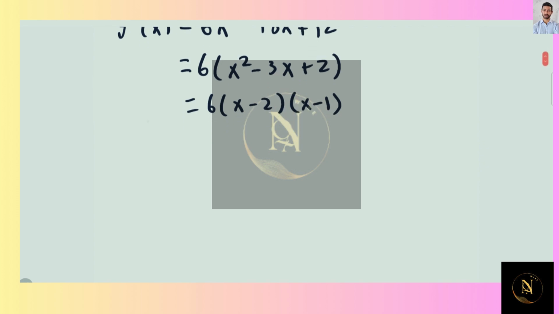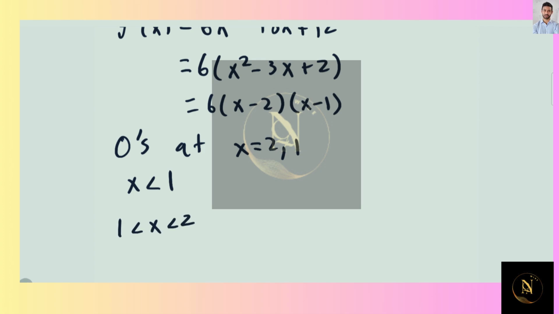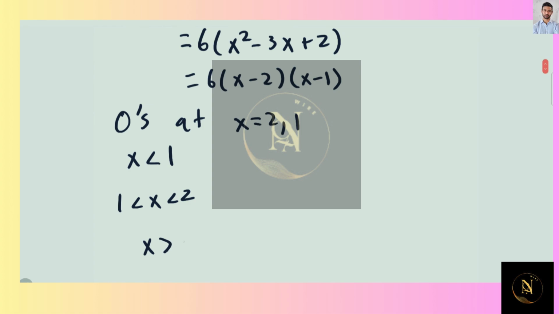And now we know that we have zeros at x is equal to 2 and 1 since we factored this. And so what we're going to do is look at values of x that are less than 1, look at values of x that are between 1 and 2, and then look at values of x that are greater than 2, and we're going to see what the sign of our derivative is.